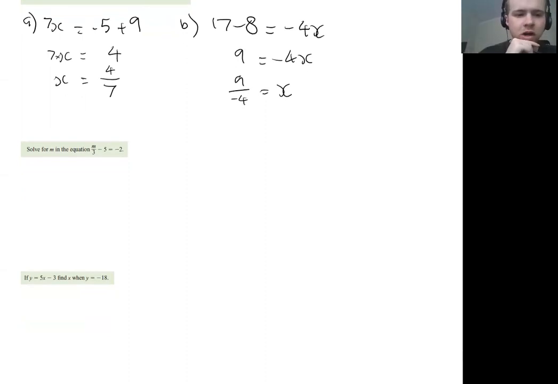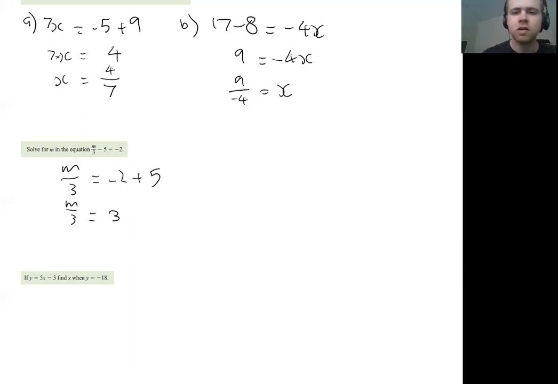So this one, we've got m on 3 minus 5 equals -2. So we've got to think, are we going to get rid of the divide by 3 or the minus 5 first? Reverse BIDMAS says we get rid of the minus 5 first. So we leave the m on 3. We move the minus 5 across to become plus 5. So it's minus 2 plus 5, which means that m on 3 equals positive 3. We can just write 3 there.